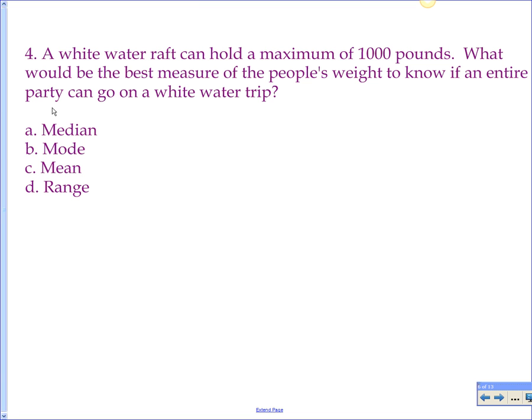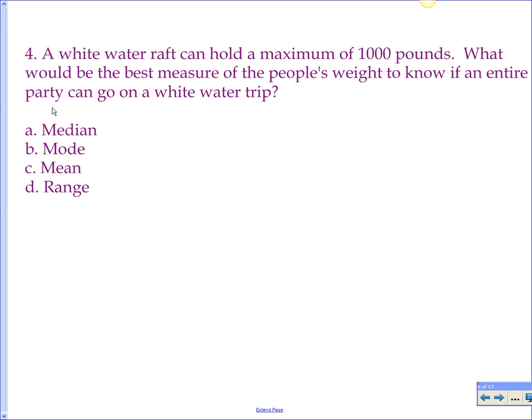Okay, if you know the median, what is the median weight? The one in the middle. Does the median weight tell you anything about the heaviest person? No. Okay, it doesn't tell you anything about the smallest or the heaviest. It just tells you about the middle person. What about the mode? What's the mode?